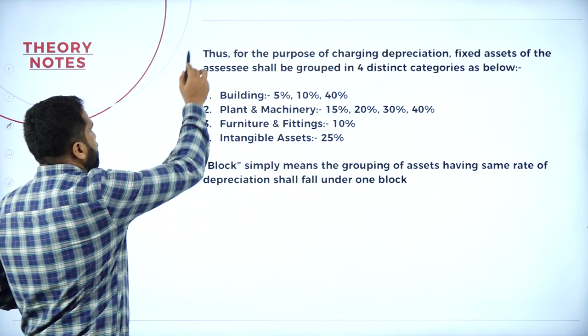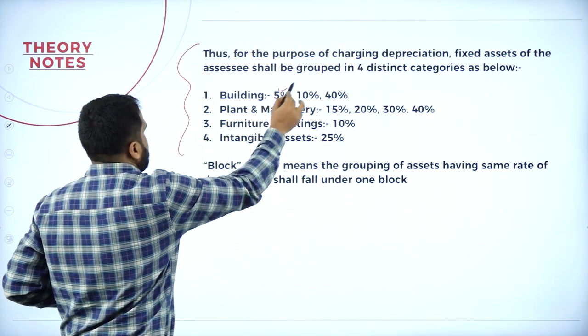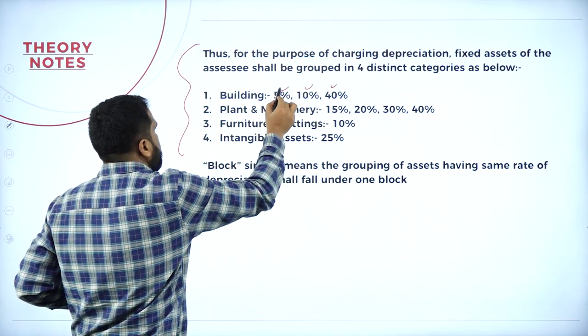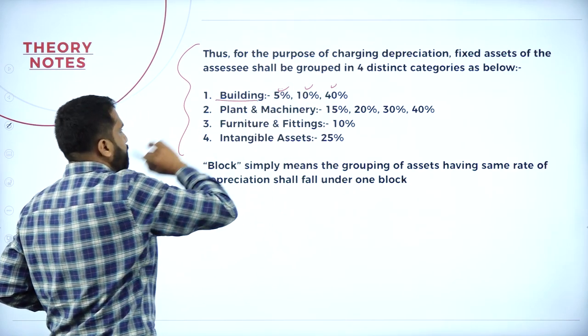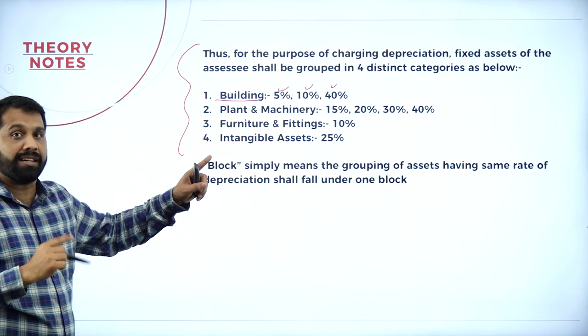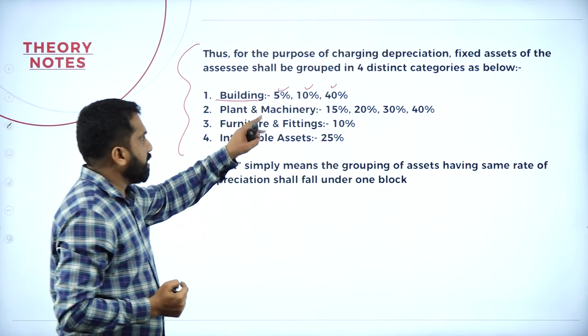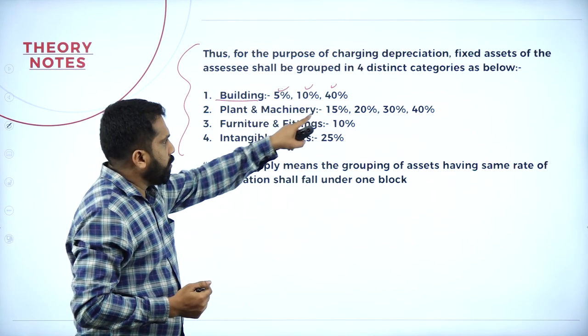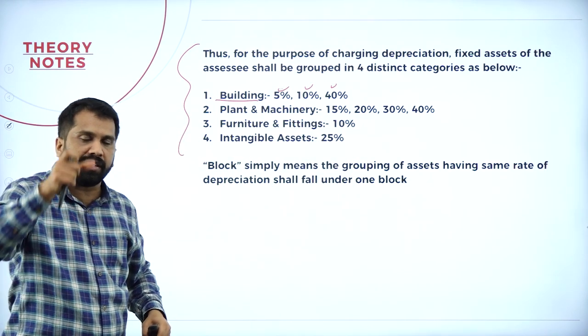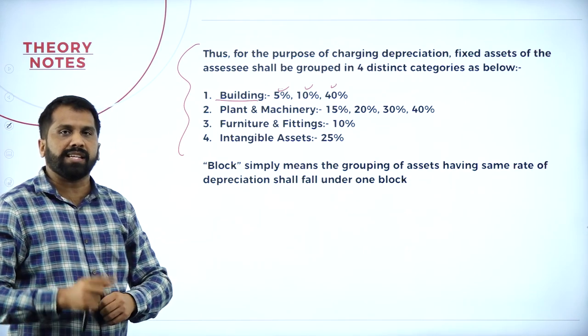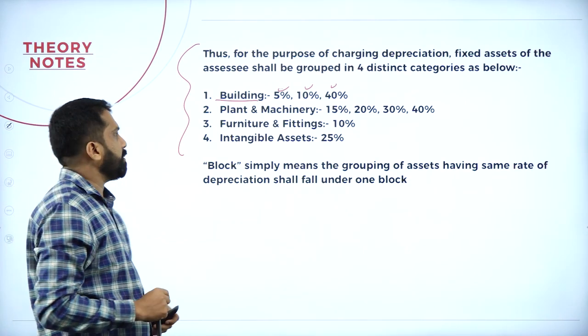So these are the percentages also, like 5%, 10%, 40%. This is block 1, block 2, block 3. Even though all three are buildings only, the percentages are different. That's why under this we have 3 blocks. 1, 2, 3, 4. 4 blocks. So individual percentage, individual asset, we call it one individual block.